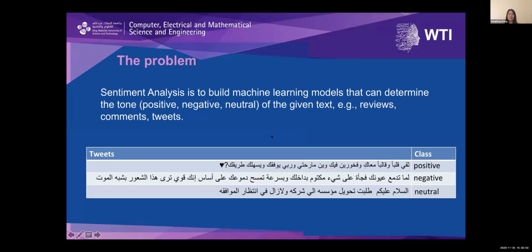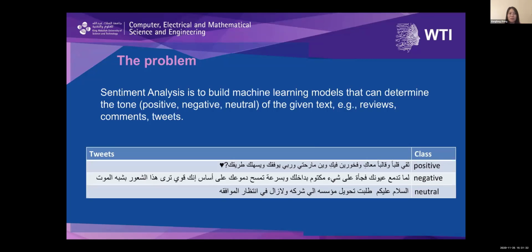So what is the problem in this competition? It's a very simple one. You already attended the 3 presentations given by the 3 invited speakers we had in the first session, so you probably already know what sentiment analysis is. You have a piece of text, for example, reviews people give to restaurants or hotels, or comments about videos, or tweets. Sentiment analysis is to use machine learning models to determine the tone of this piece of text. Is it positive, negative, or neutral?